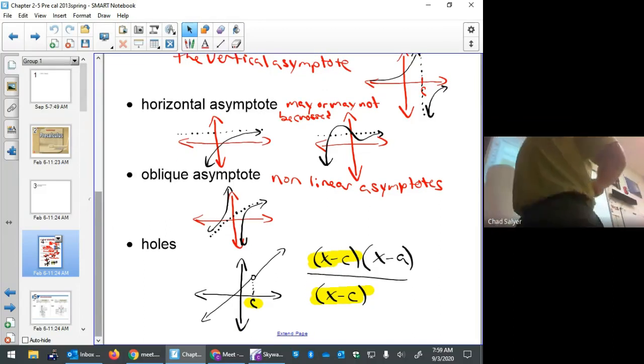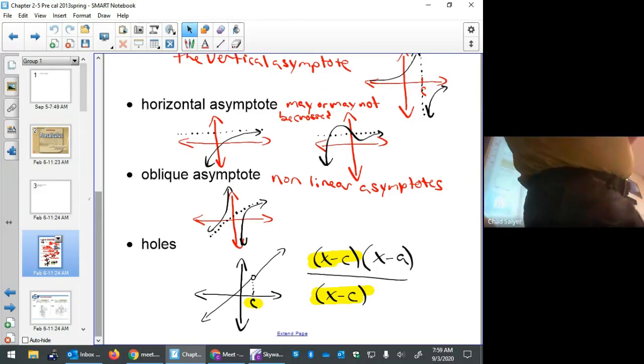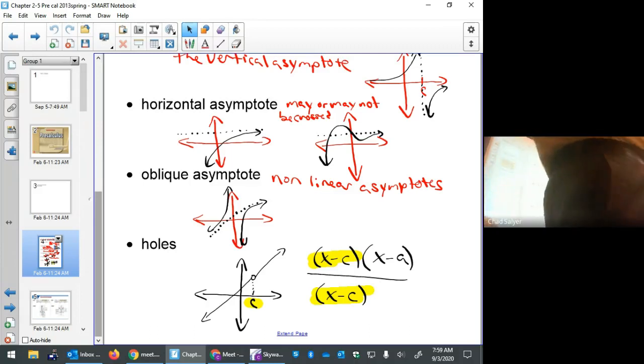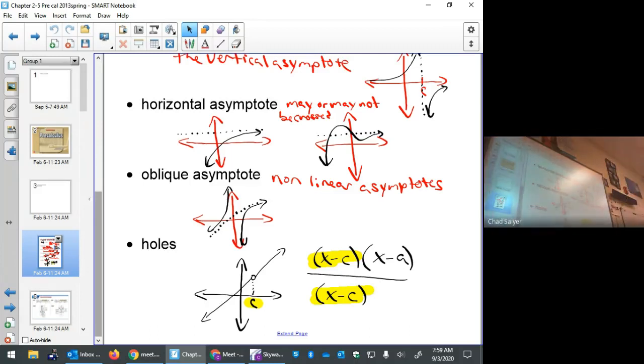Hole would be removable. Yeah, it's an interchangeable term, hole or removable. Even your book uses those interchangeably. In math, I don't like to muddy the waters with multiple names for the same thing. But in this case, you'll encounter both so frequently, it's worth familiarizing yourself with both.